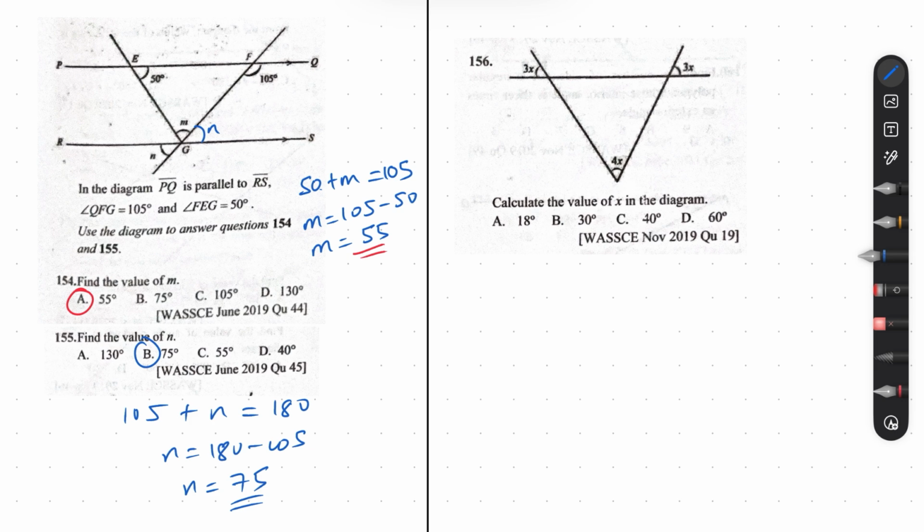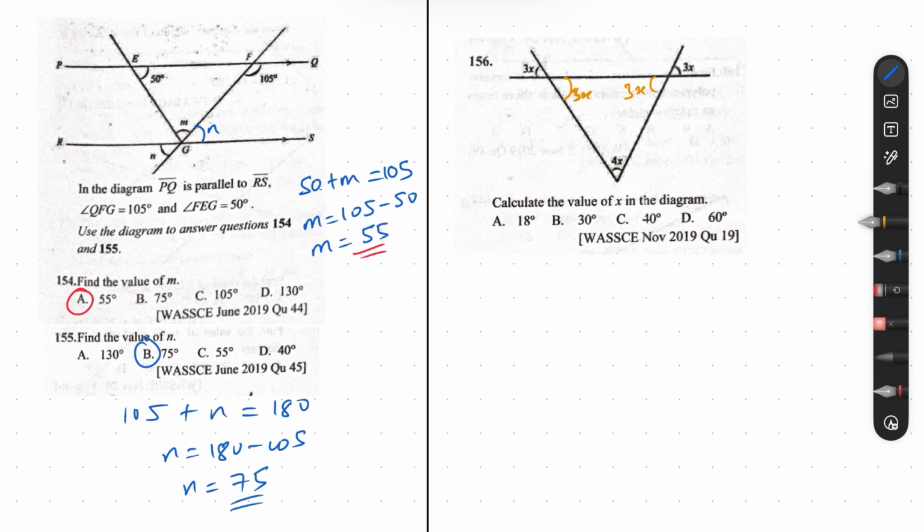Now the question says calculate the value of x in the diagram. This is very simple, right? Looking at this, we can see that these are vertically opposite angles. So this here will be the same as this angle right here. Similarly, this angle here is the same as this angle because they are vertically opposite. So this is 3x, and here is also 3x.